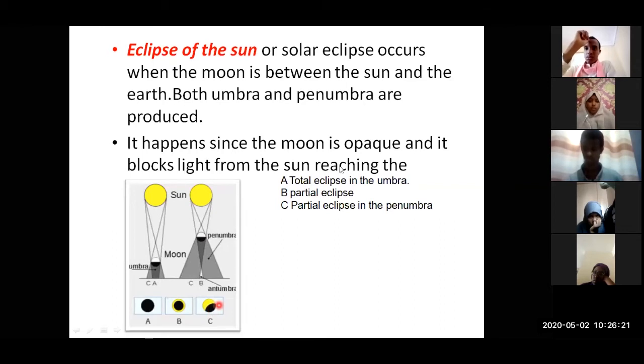So what is it that they'll ask you about the eclipse of the sun? You have to remember the shadows.